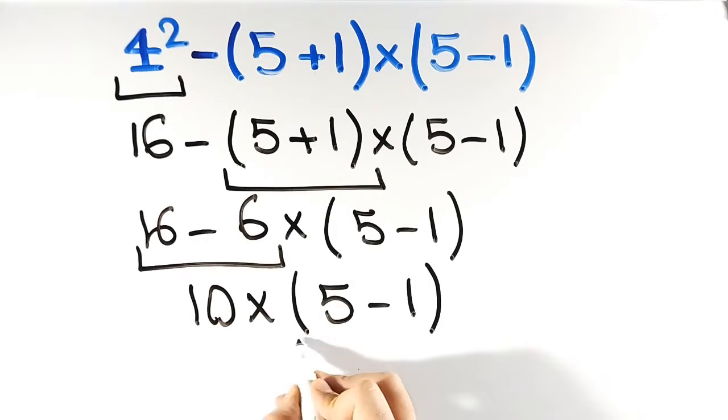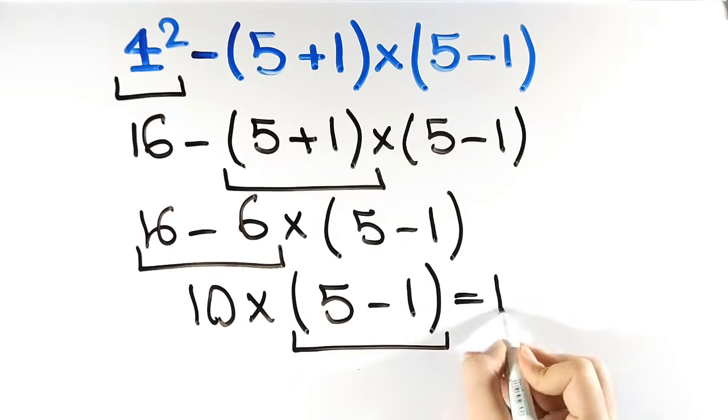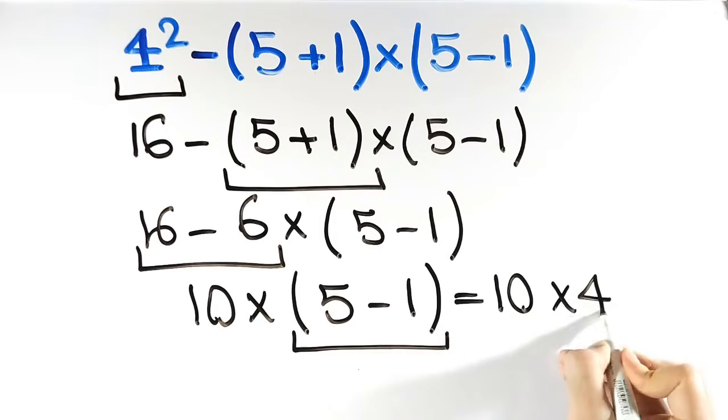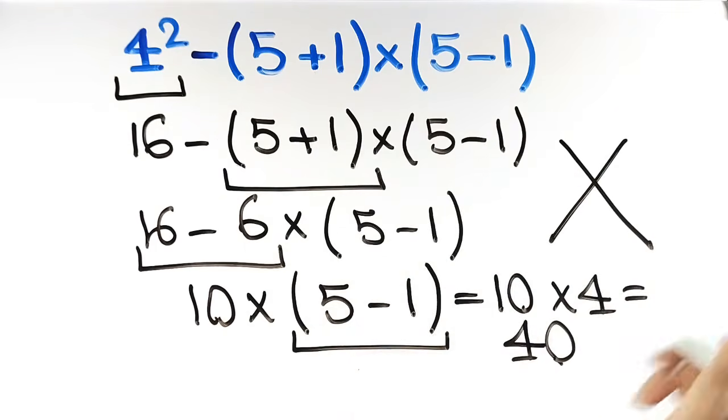And the final step, they go to the expression inside the parenthesis and write this expression as 10 multiplied by 4, which finally gives them the answer 40. However, this answer is actually incorrect.